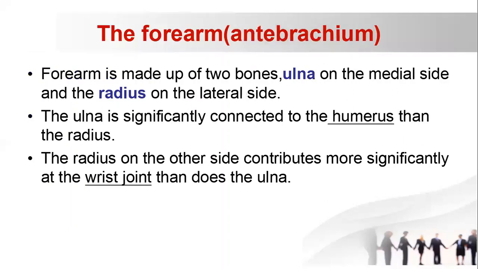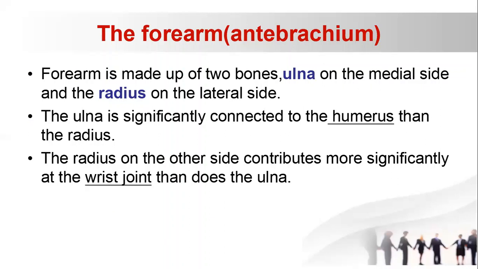We have the forearm, which is another part of the upper limb bones. The forearm is also known as the antebrachium. It is made up of two bones, the ulna on the medial side and the radius on the lateral side, which are parallel to each other. The ulna is significantly connected to the humerus, however the radius contributes more significantly at the wrist joint than does the ulna.